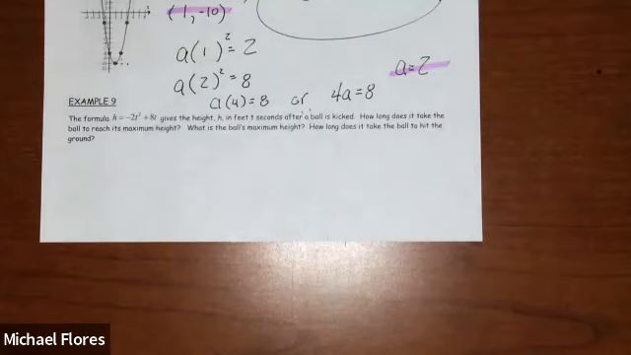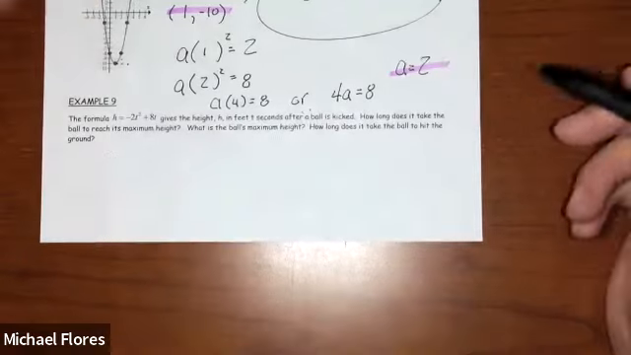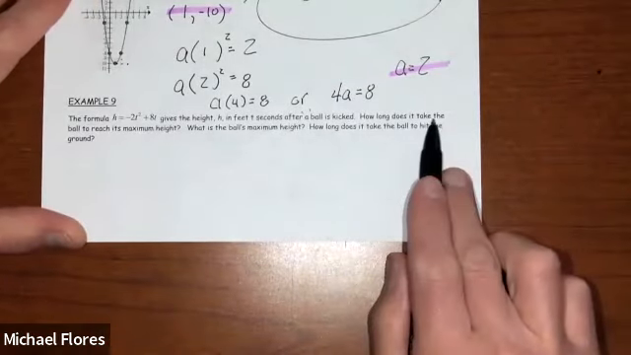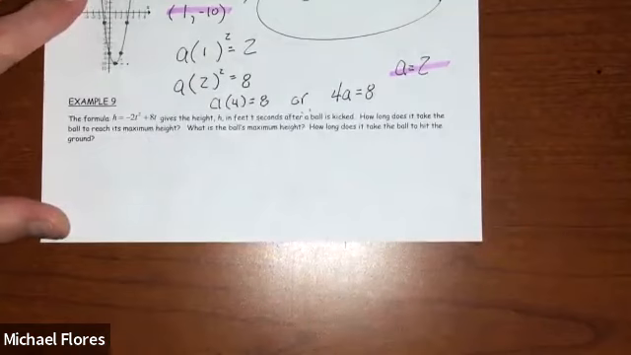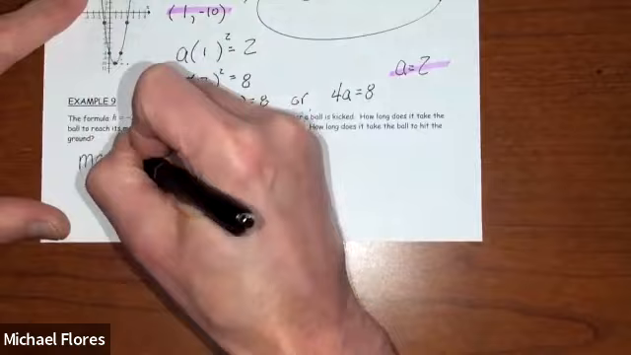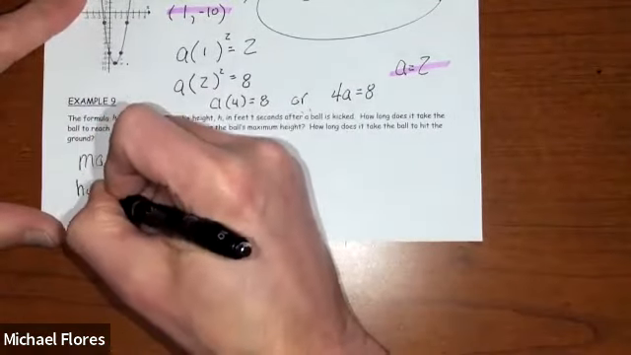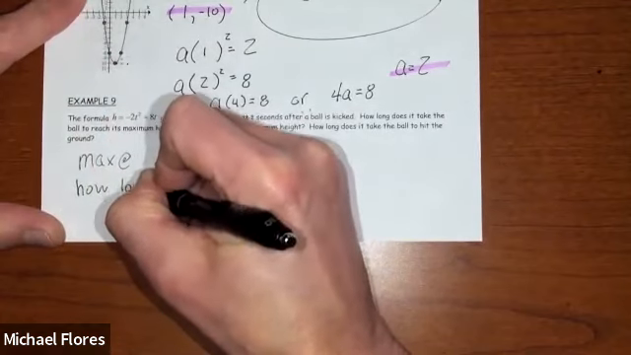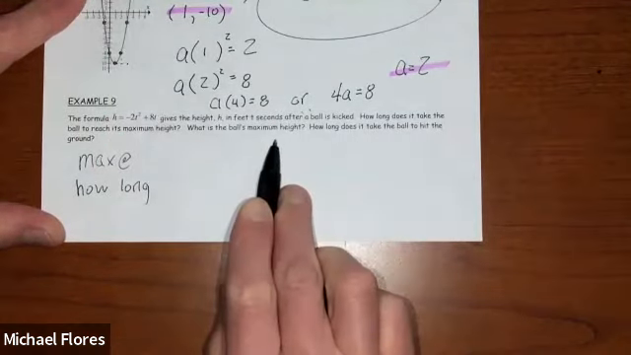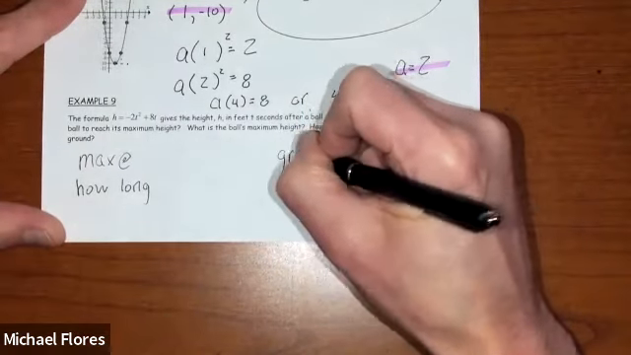And then we'll end with example 9. Remember, they said at the top of this non-calculator, so we're not going to use a calculator. This one wouldn't require one. They have given us a formula here. They want us to figure out, based on this formula, how long does it take for the ball to reach its maximum height? So we're trying to find a maximum. We're trying to find how long to reach that maximum. What is the ball's maximum height? And then how long does it take the ball to hit the ground? So it's going to hit the ground at some point.